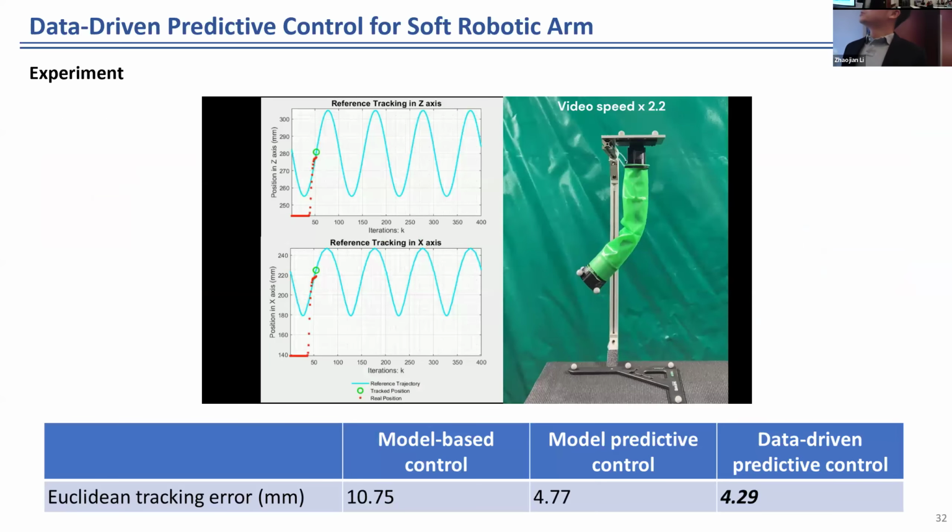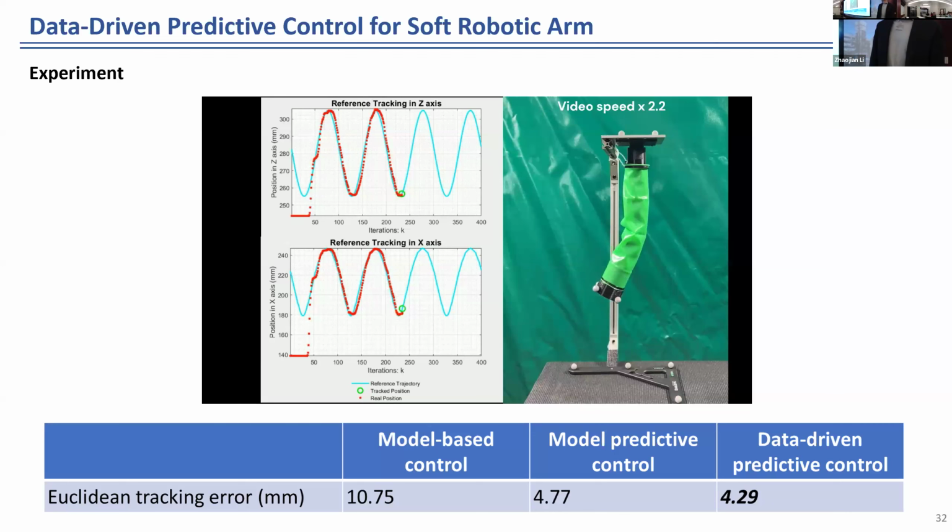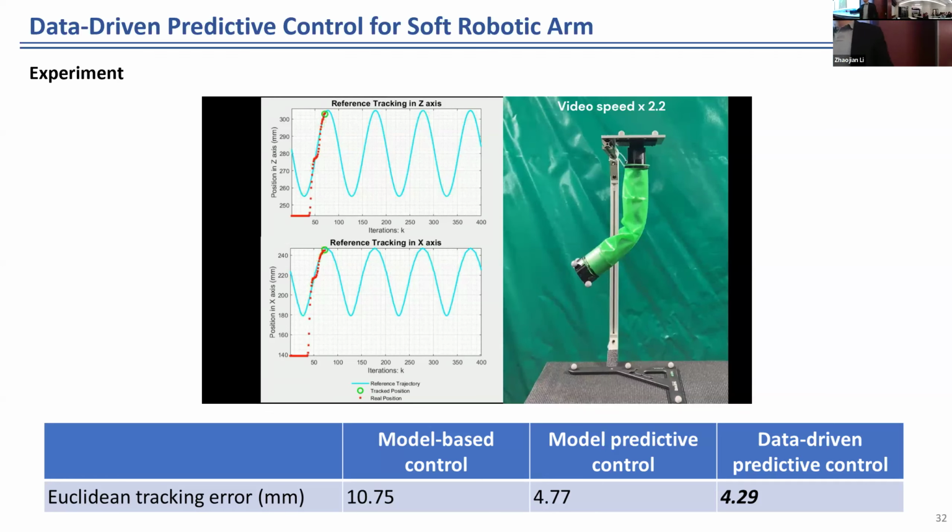And there are some results. As you can see, with the data-enabled predictive control, by just collecting input and output data, the robot is able to track different trajectories very well. And if you look at the numeric comparison, the data-driven predictive control actually performs better than the model-based control benchmark, as well as the MPC based on the piecewise constant curvature model. It's quite easy to implement and it works quite well.